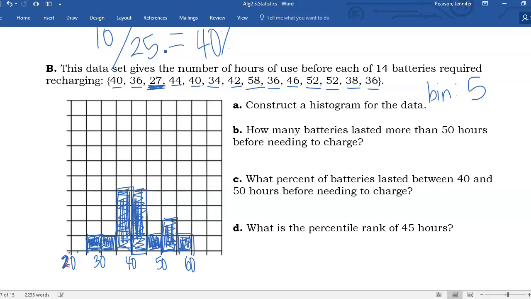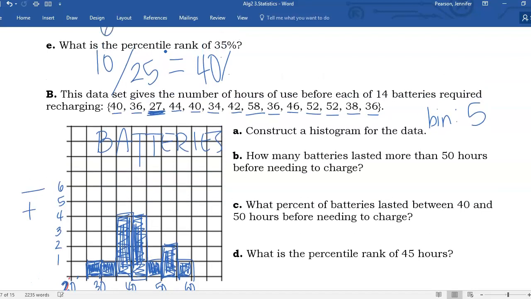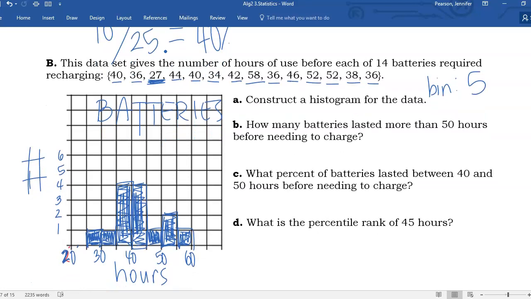So there is my histogram. I'm going to number up the side for good measure. And maybe add some labels. Batteries. Hours. And we'll go number. He moved. I'm sorry. There we go. Beautiful. Finish histogram. How many batteries lasted more than 50 hours before needing to charge?